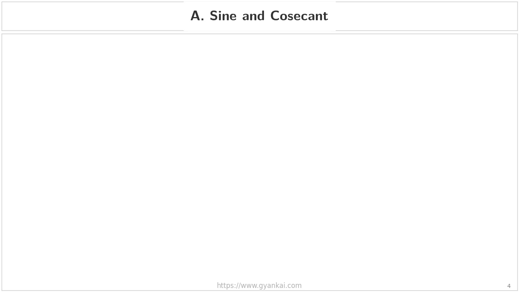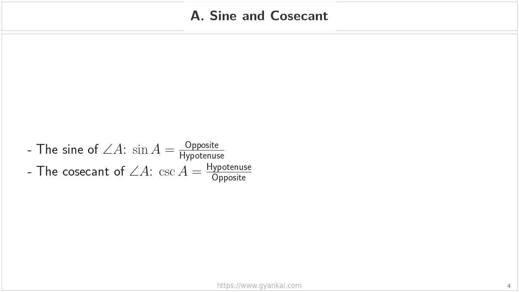A. Sine and cosecant. First, let's recall the definition of the sine of angle A as we know. Sine of A is equal to the length of the opposite side divided by the length of the hypotenuse. Next, we have the cosecant of angle A, which we often abbreviate as CSC A. If you look closely at the fraction, you'll notice something interesting. Cosecant of A is simply the hypotenuse divided by the opposite side.